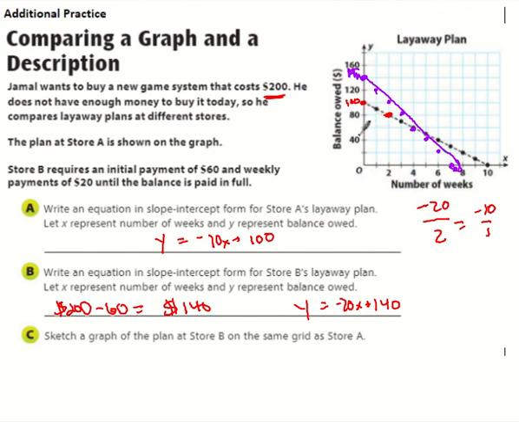Okay, so now we can see if you have a little bit more money to put down, you can pay it over 10 weeks. But let's say you don't have as much money to put down, you'll have to pay it off in 7 weeks. And you'll have to pay more per month. So this graph shows that this one's paying more per month because it's steeper. It has a steeper rate of change.